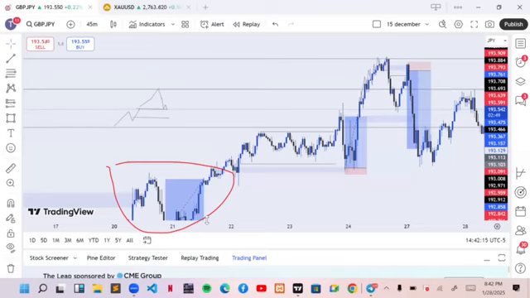Then my second question is, you said we follow the bias of the higher time frame, then we try to pick our entry from the lower time frame. My question is, do you use 15 minutes for 4 hours? Do you use 45 minutes for 30 minutes? I don't know if you understand what I'm trying to say. What are the two time frames you use?